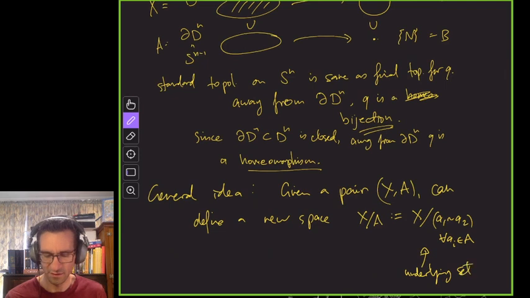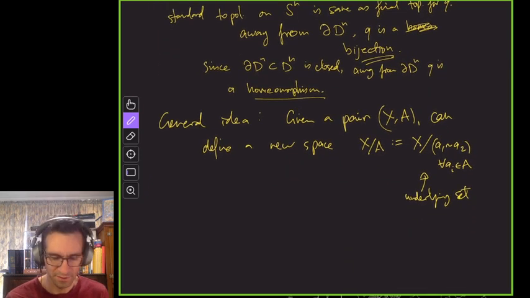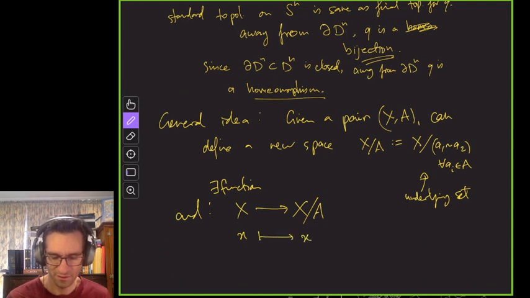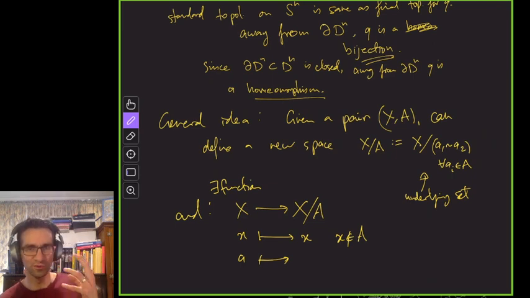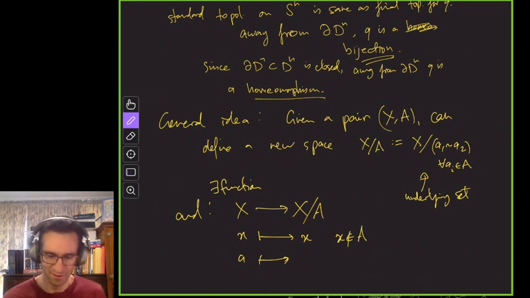That's its underlying set. And there's a function, and it sends every point, well, it sends X to X, if X is not in A. A goes to, well, the new point, like all the things in A are scrunched down to a single point.